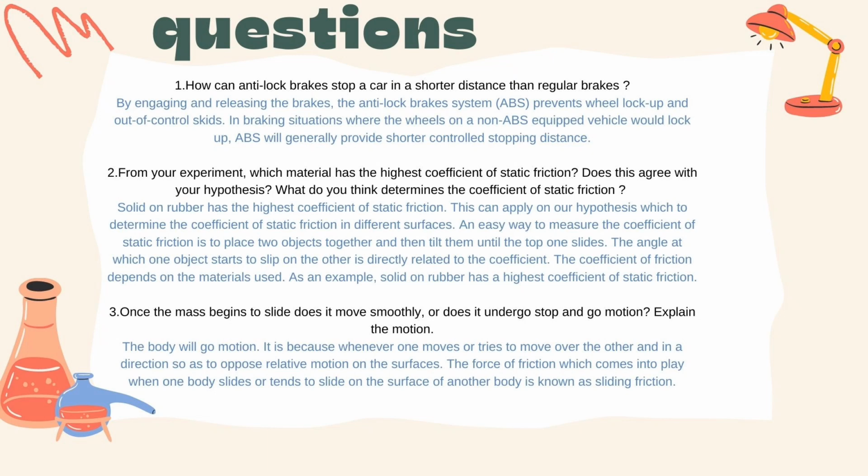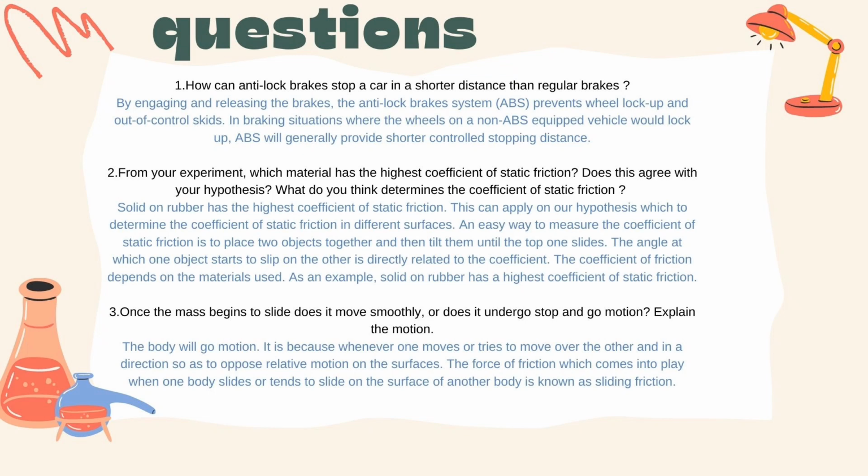An easy way to measure the coefficient of static friction is to place two objects together and then tilt them until the top one slides. The angle at which one object starts to slip on the other is directly related to the coefficient. The coefficient of friction depends on the material used. As an example, solid on rubber has the highest coefficient of static friction.